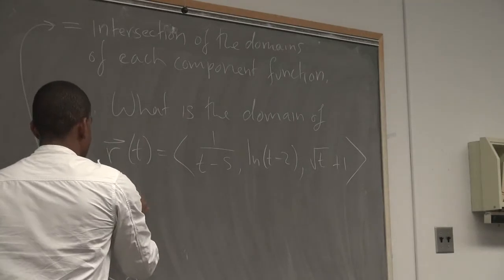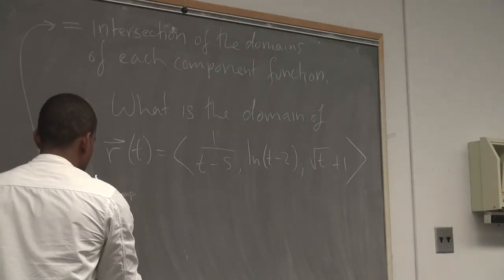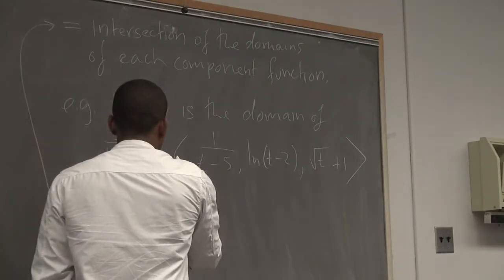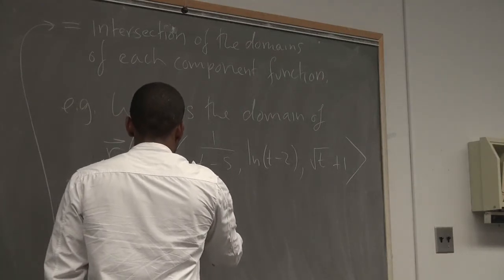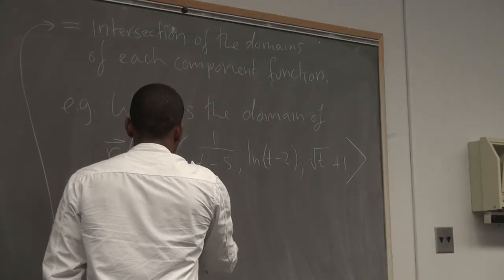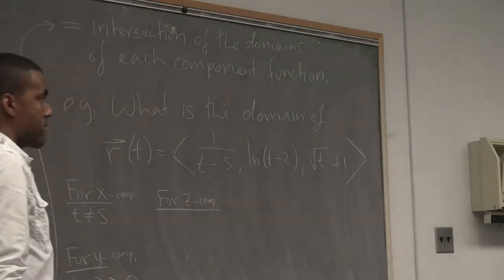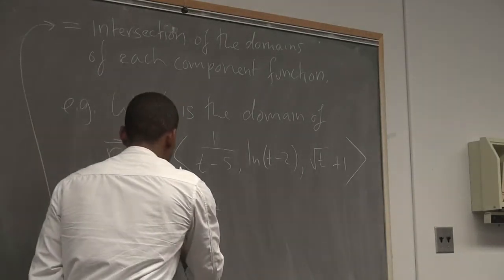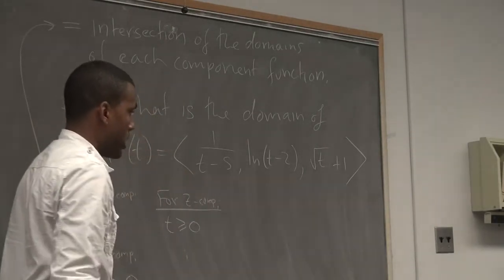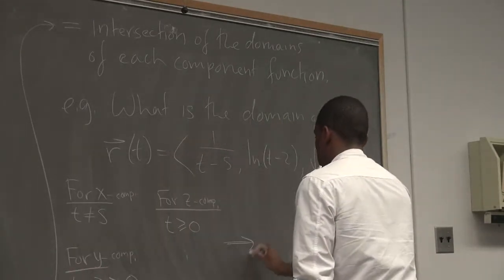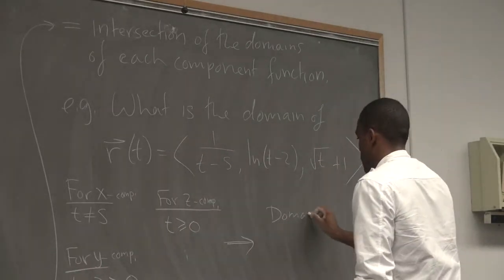I should really be writing x component, y component, z component. For the z component, any restriction? T is greater than or equal to 0. Okay, so now I put these together. Domain of the vector function.